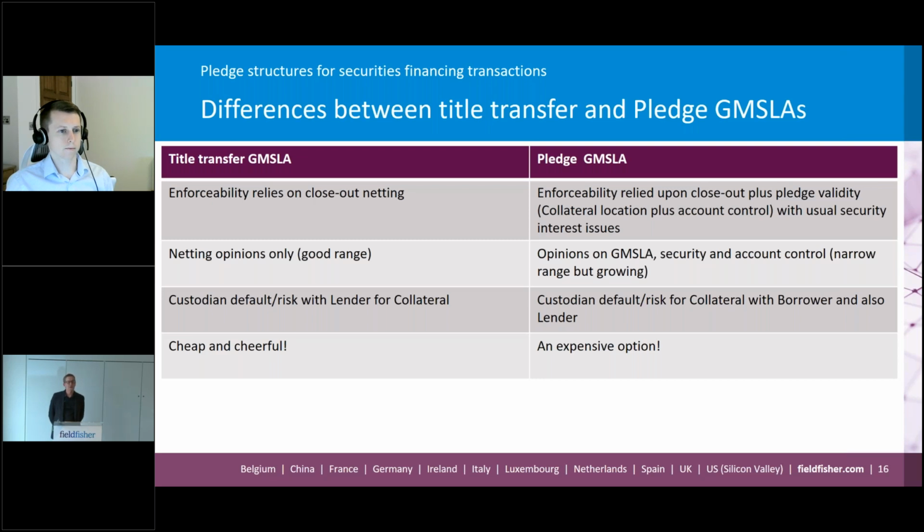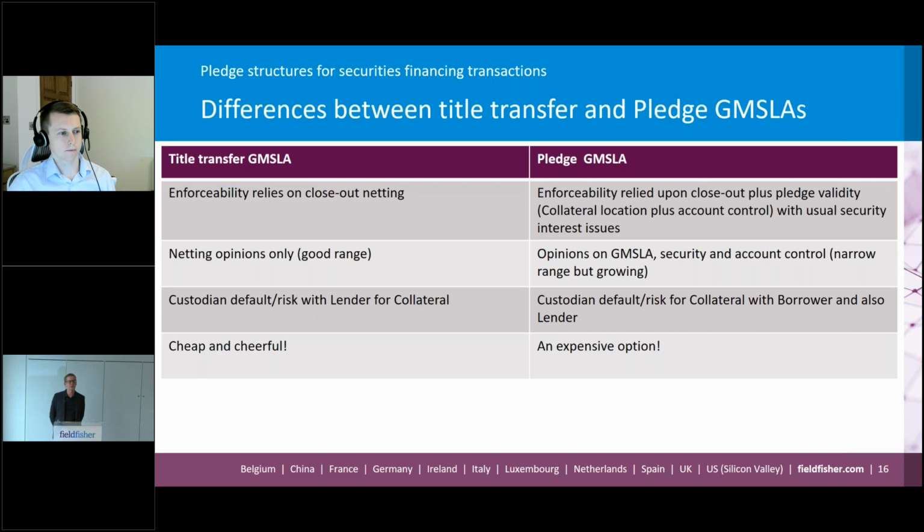Another difference is that in title transfer, of course, the custodian of the lender receives the collateral. And so that's where the default risk lies, and it lies with the lender. If there were a problem with the custodian, that's the lender's problem. Whereas in a pledge structure, there is a bit of shared risk of default of the custodian. The primary risk is with the borrower because it's the borrower's custodian and it's the borrower's assets. Therefore, the borrower is the person who should be most concerned, but the lender is also concerned because if there were an actual default, it would effectively lose the ability to claim or enforce against the collateral.